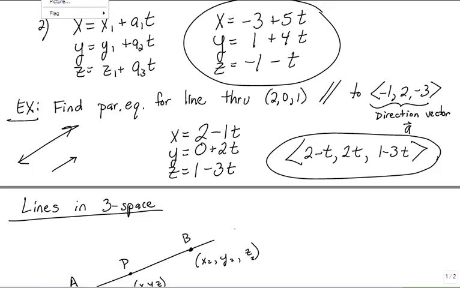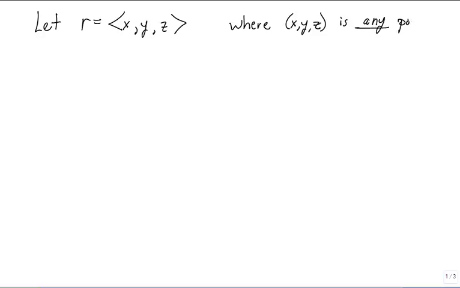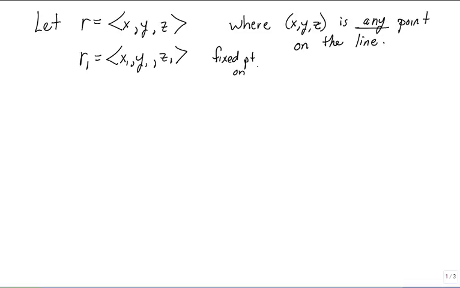Let's look at it this way. Let r be the vector x, y, z, where x, y, z is any point on the line. And let r1 be x1, y1, z1, and that's the fixed point on the line. Okay, so if I draw a picture, here's P1.